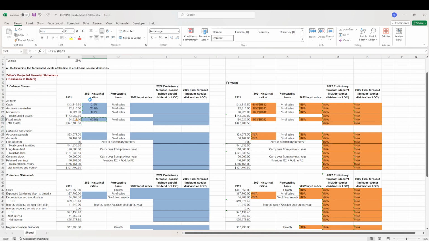And then the same thing, copy and paste it for accounts payable over sales, copy and paste for accruals over sales, and then copy and paste for expense over sales, copy and paste for depreciation over sales. However, this is wrong because I need depreciation over fixed assets. I'm just gonna drag it. Where's fixed assets? Voila, it's here.